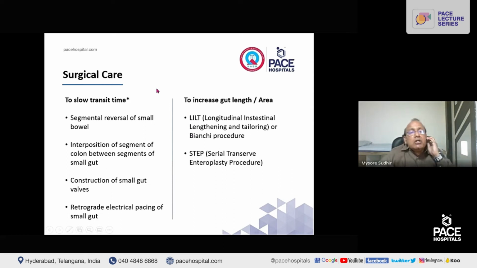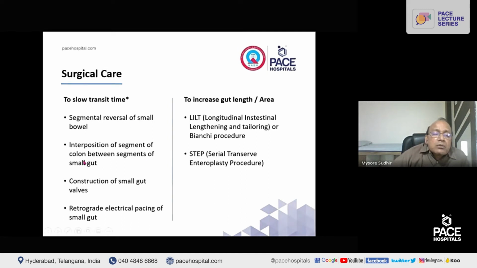Other methods: there's an increase in the transit time of the short bowel by segmental reversal. That means the residual intestine is cut into pieces and the segments are reversed. Instead of going in an antegrade fashion, the segment is put in as a speed breaker to reduce the transit time. By that, absorption can increase. Then interposition of segments of colon between segments of small bowel, meaning part of the colon is removed and put between the segments of the small gut. So these are all surgical techniques.